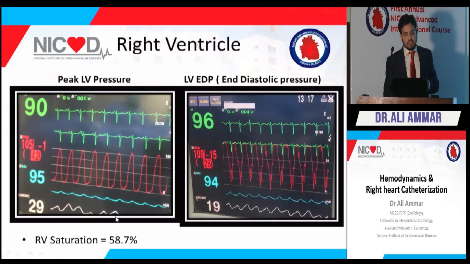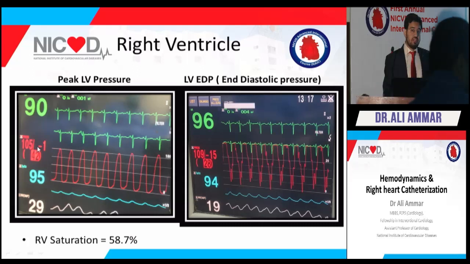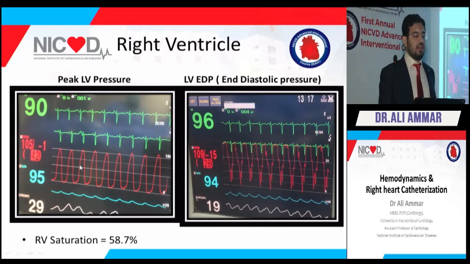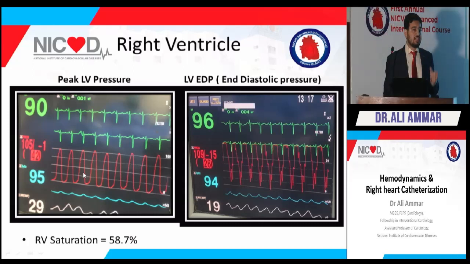Now, these are the pressures that were taken from the RV, and I was also confused whether they were from the RV or LV. Why? Because the pressures were 105. Echo was showing pressures of 75, but inside the cath lab, inside the RV, the pressures are 105. So it is very important for the confirmation of diagnosis that the pressures may vary.